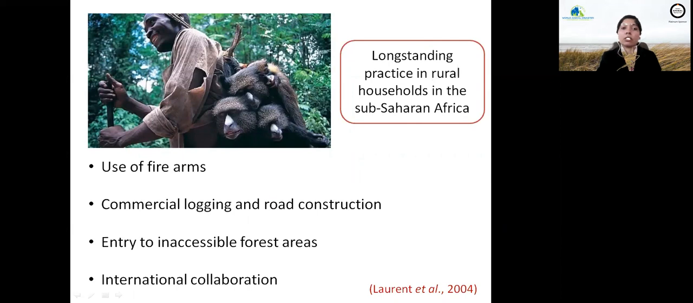And then because of the commercial logging and road construction, humans were able to enter forest areas which were inaccessible earlier. So this resulted in more exposure to this virus and gradual establishment of this virus in the human population. And now with the global movement of humans, it is feared that a new combination of SIV and HIV can emerge anywhere in the world, even far, far away from the place where it first emerged.